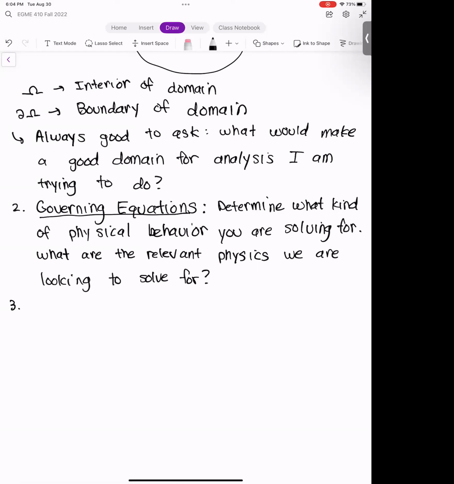All right, and so the third aspect of a boundary value problem are the boundary conditions. Okay? And so boundary conditions basically define all of the external forces or external factors that are acting on your domain.